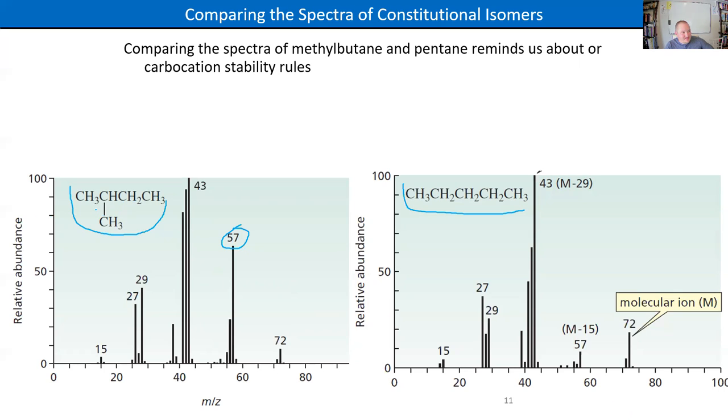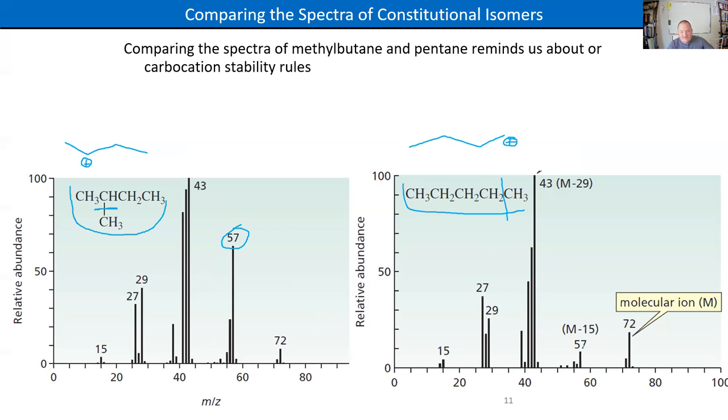And the reason for that comes back to our carbocation stability. If we chopped off a methyl group here and we're left with a positive charge, that ion would look like butane with a plus charge right there, right? So a secondary carbocation. Over here with pentane, though, if we chopped off one of the methyls, a mass of 15, a CH3 group, we're still left with butane, except it's a primary carbocation now, which is less stable, right?